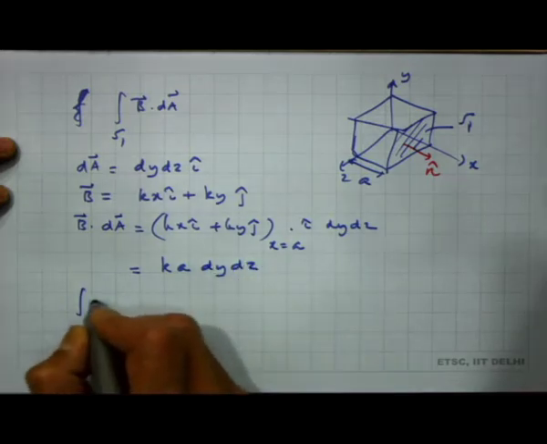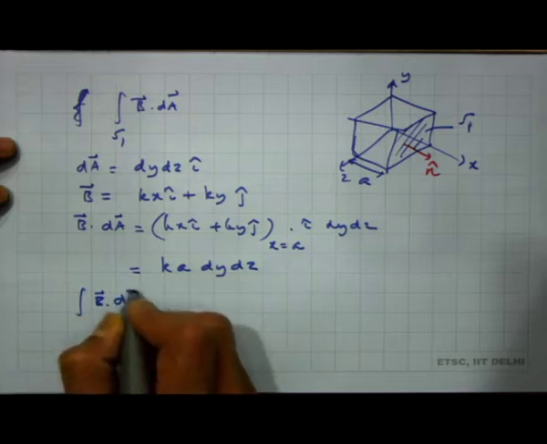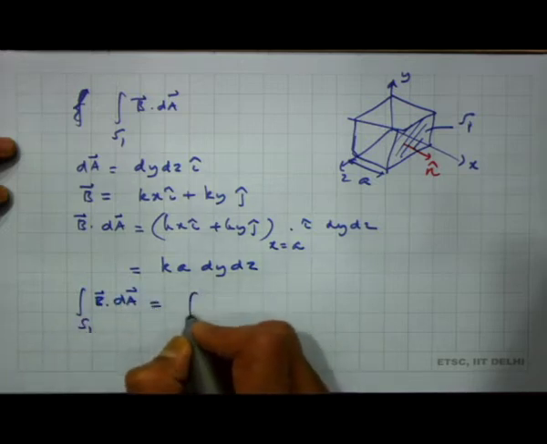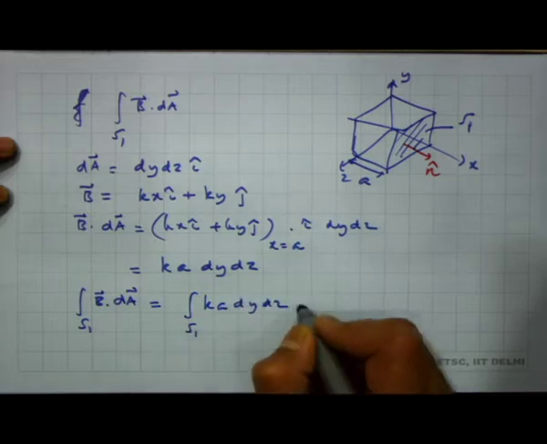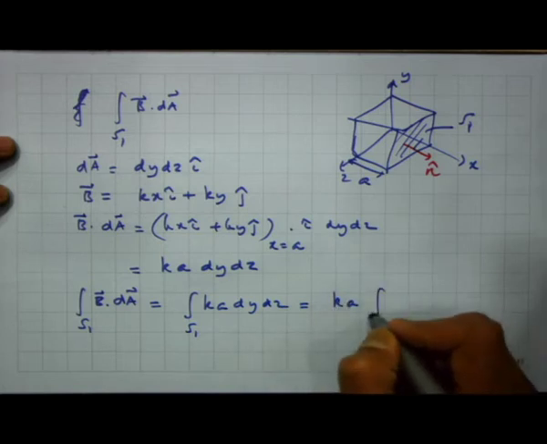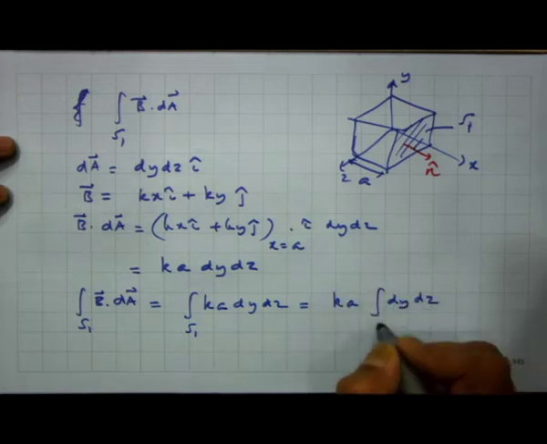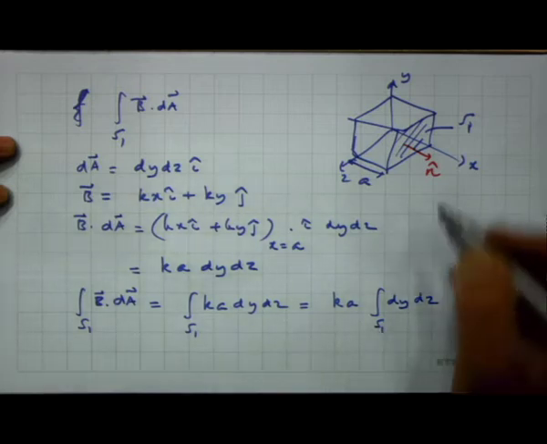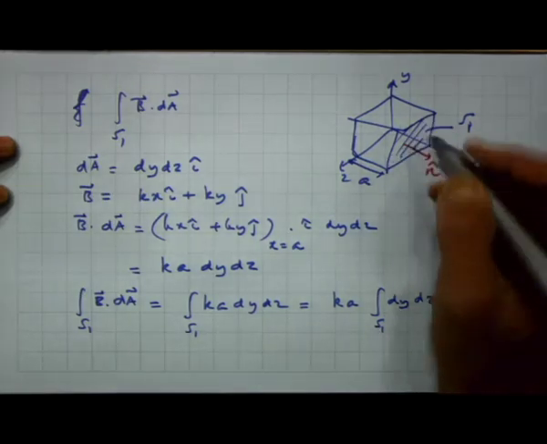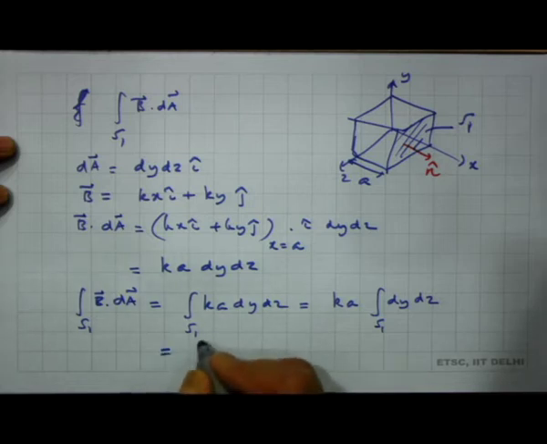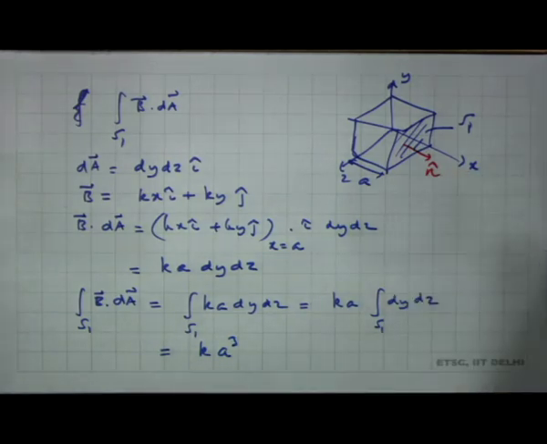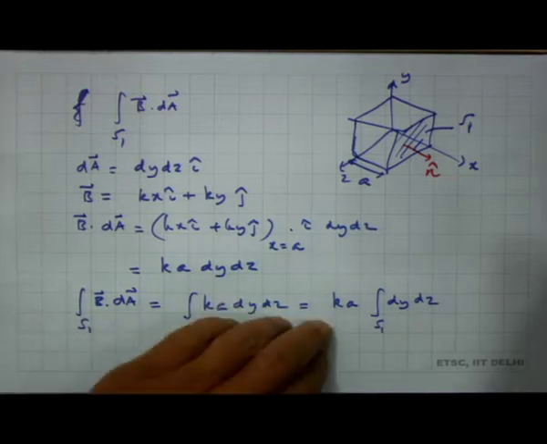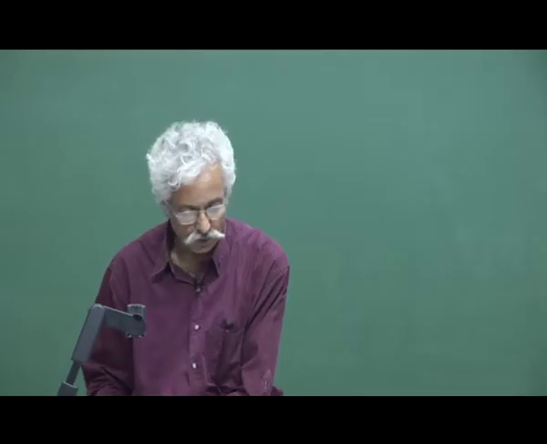So, integral B dot dA over S1 is equal to integral k A dy dz over S1, which is equal to k A times integral dy dz over S1, and dy dz over S1 is nothing but the area of this flat surface, which is A square. So, I get k times A cube. So, that is the flux of magnetic field crossing the surface S1, k A cube, for this given magnetic field. Similarly, I can calculate the flux through all other surfaces.